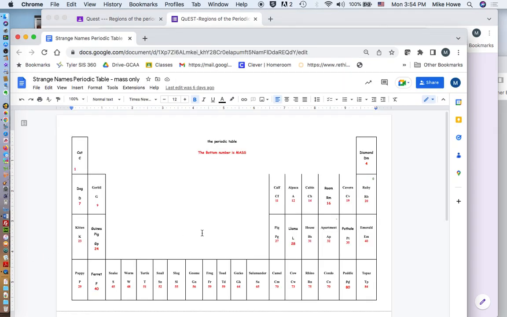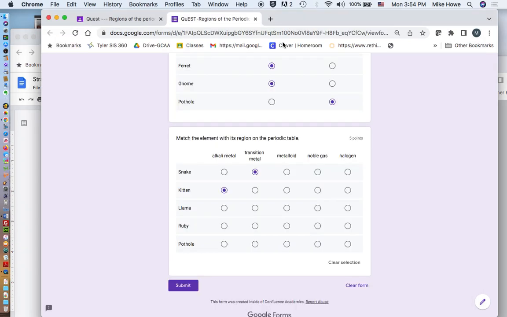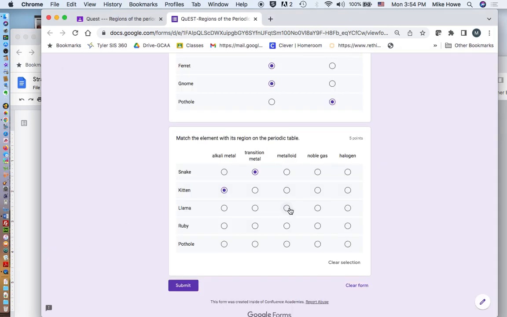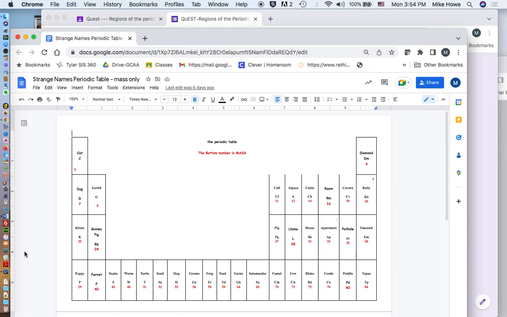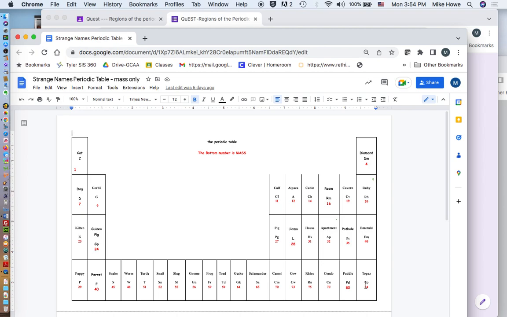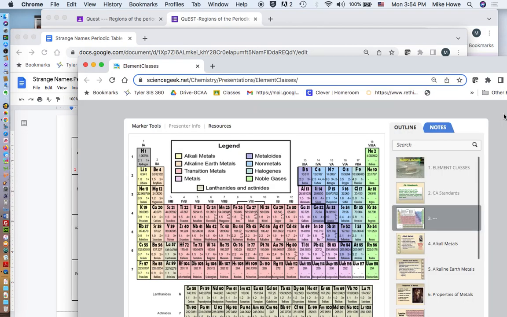Llama, you're in the fourth column. I think that's going to be a metalloid. So the fourth column, second one down. So 1, 2, 3, fourth column, second one down. That's in a silicon position. That's a definite metalloid. Ruby, that's over here. That would be a noble gas. And then pothole is right here, so that's a halogen. Group 7 is the halogen, right here.